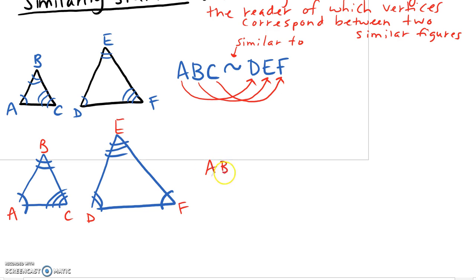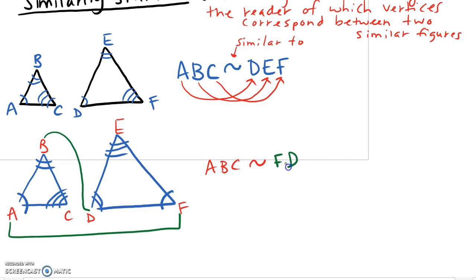So A, B, C is similar to, in this case the A goes with the F, so I'd have to lift the F first. The B goes with the D, so D would have to come next. And the C goes with the E, so the E would go last. The order has to be the same. The first letter, A, has to correspond with the second letter, F, for all of those.